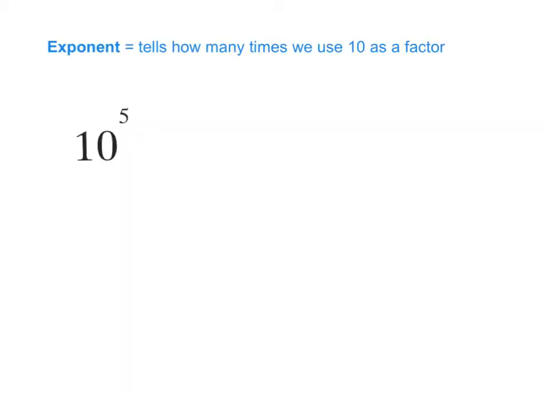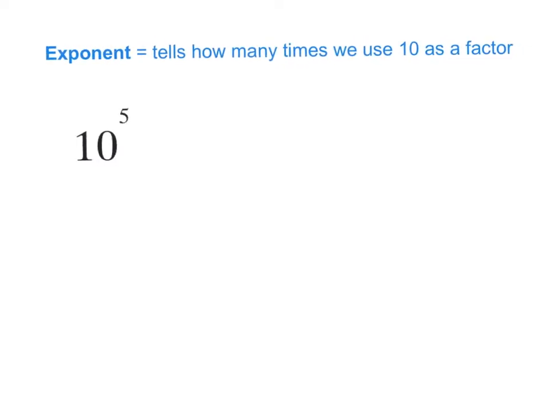I want you to write this down in your notebook. Today we're learning all about exponents. An exponent is a little number that tells you how many times we use a factor. And in this case, 10, because 10 is the base number. Okay, so this is the base number. And this is the base number. Okay, so once again, the exponent tells you how many times you use the base number as a factor.